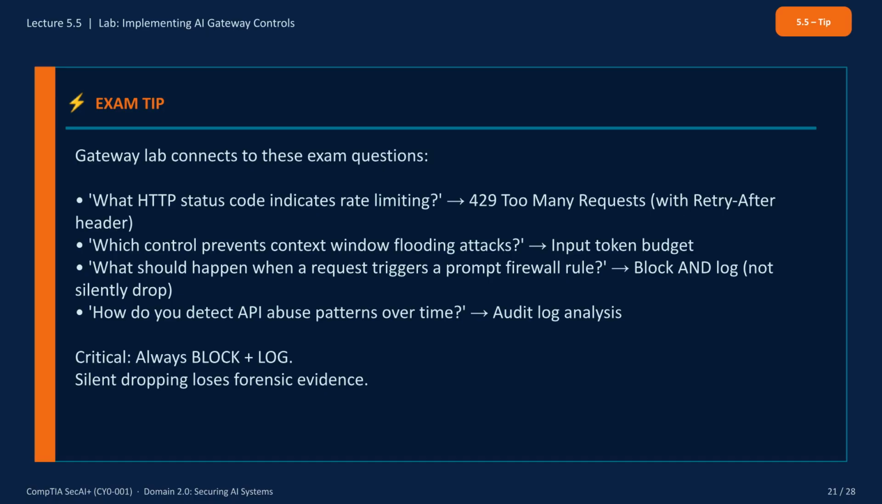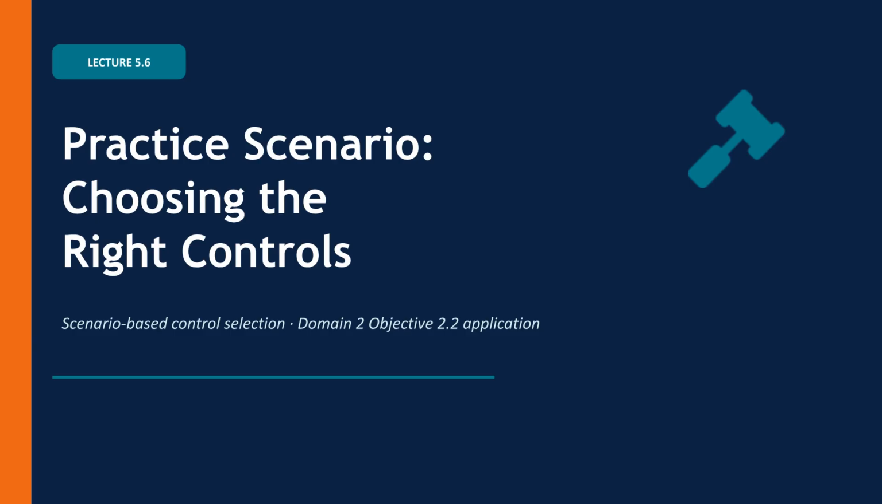With the lab experience behind us, you now have practical knowledge of how gateway controls behave in real systems. Our final lecture in this section brings everything together. We will work through exam-style practice scenarios that test your ability to identify attacks, map them to the correct guardrail layer, and select the primary defense control. This is where everything in Section 5 comes together. We are going to work through scenario-based questions in the exact format you will see on the CY0001 exam.